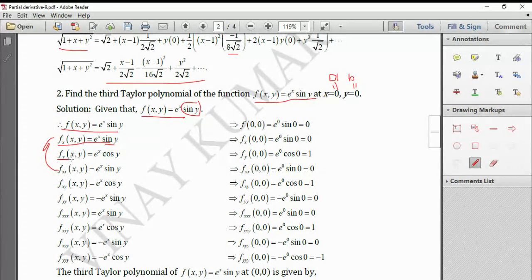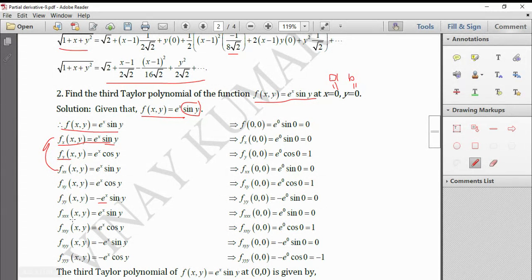Next, what is your fyy? fyy means differentiate fy with respect to y. So when you are differentiating with respect to y, your x is constant. So e to the power of x is constant. Then derivative of cos y is minus sin y. Put x equal to 0 and y equal to 0, you'll get 0 only.